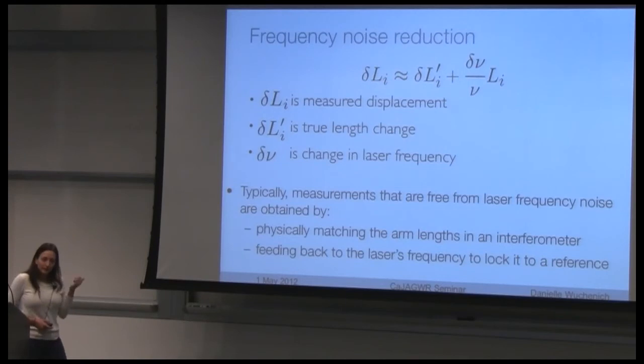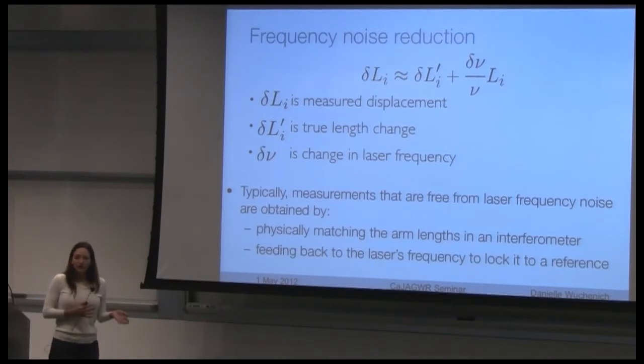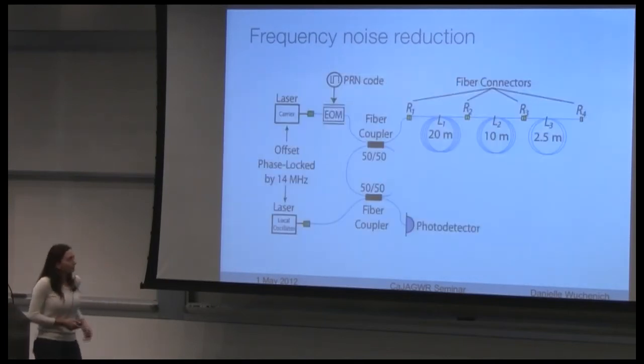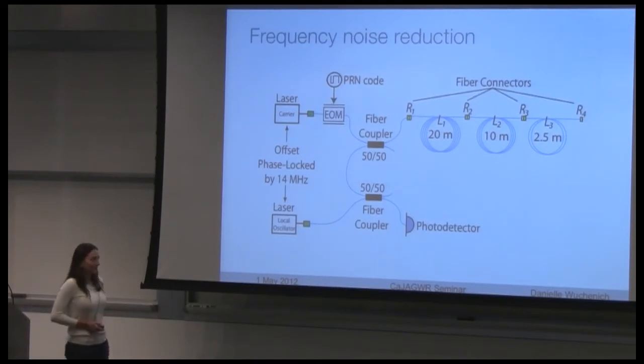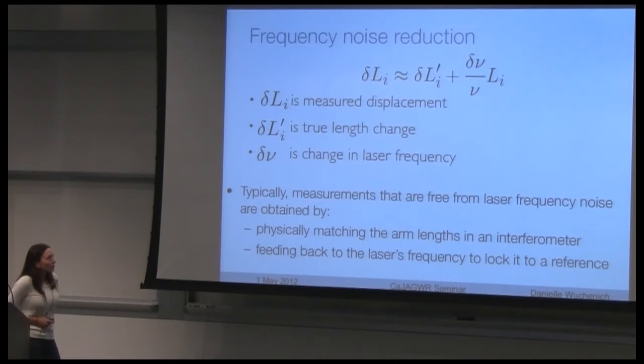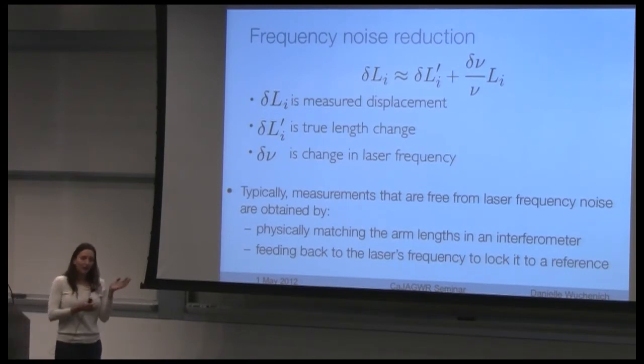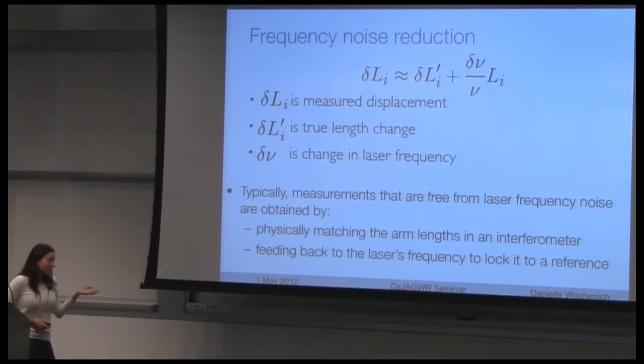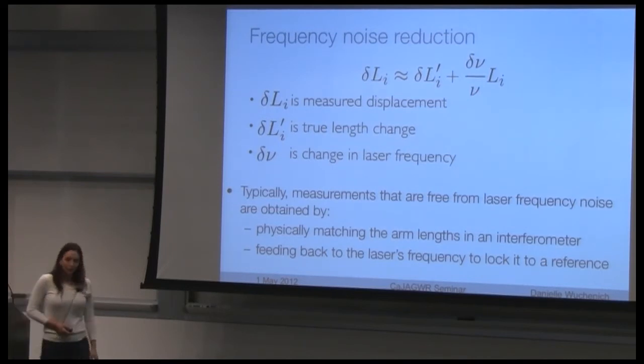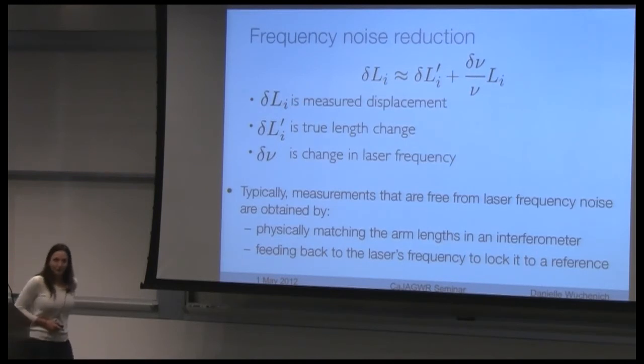But in a system like you just saw, most of the light travels a similar path, and so really there's only one length. If we were looking from reflection 1 to reflection 2, most of the light takes a similar optical path, and there's only a little bit that goes in an additional way that's not common. Usually the way that we can mitigate laser frequency noise in LIGO is that we physically match the arm length, so any fluctuation in one path will be matched in the other path. Or we can feed back to the laser's frequency to lock it to a reference. And these are both really good ways of reducing your susceptibility to frequency noise.